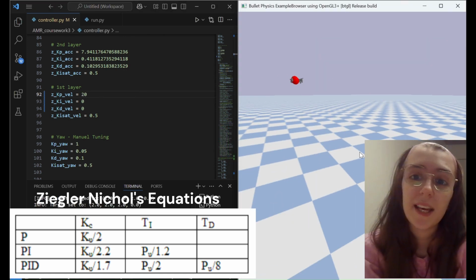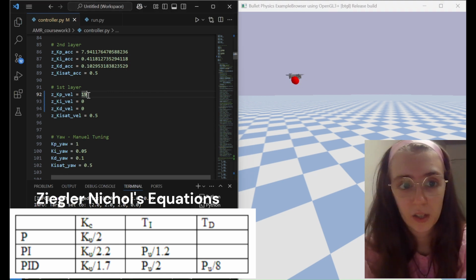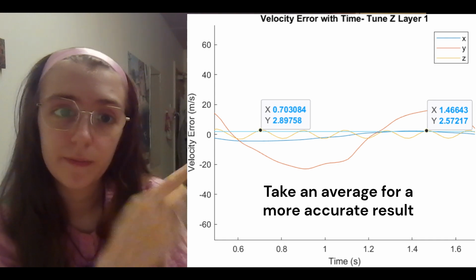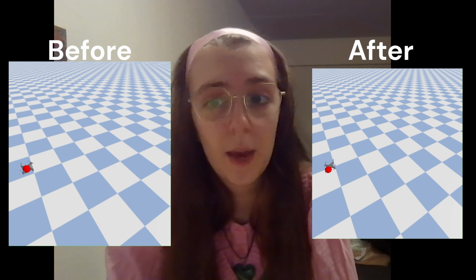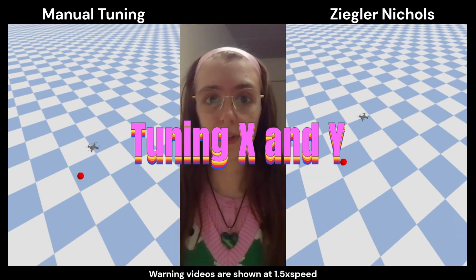Ku was found by setting Ki and Kd to 0 and then increasing Kp until oscillations occurred. Pu was found by calculating the period of oscillation. Using these values, Ziegler-Nichols formulas were applied to the data and the new Kp, Ki, and Kd replaced in the code. Each layer was tuned separately.